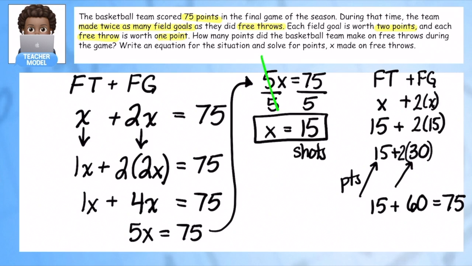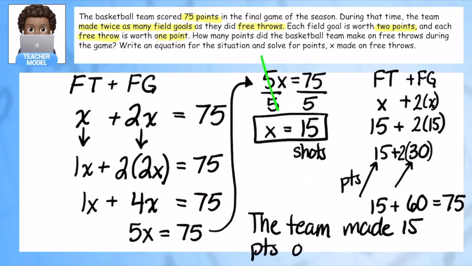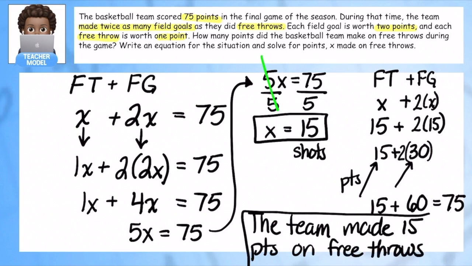We got it. This one, like I said, was very tricky. And if you know basketball, it's a little easier to understand. But we were able to figure out the problem and figure out how many points were made on free throws: 15 points on free throws. Okay, hit pause so you can jot this one down into your notes.